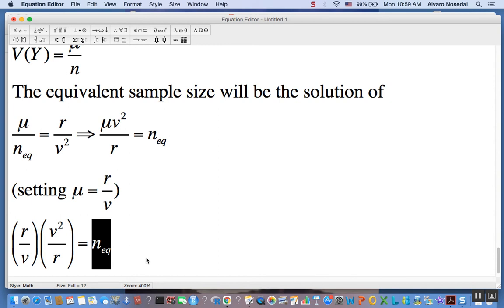Make sense? These guys will cancel out and we will end up with the following. Okay? Give me just a sec. So it's going to be v equals n, right? The equivalent sample size will be just v. Make sense?